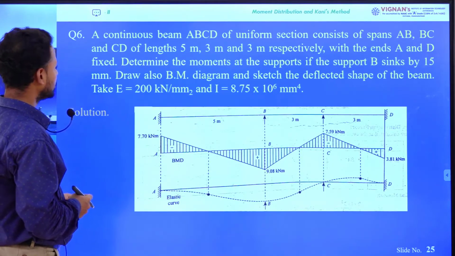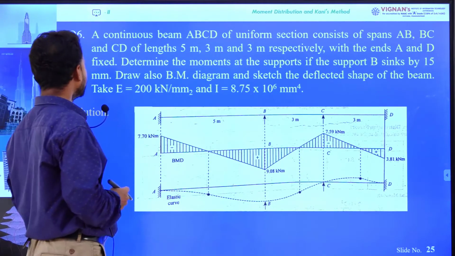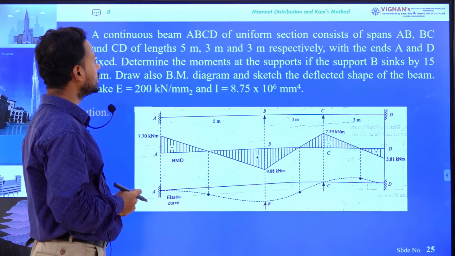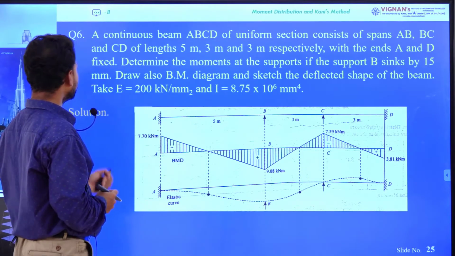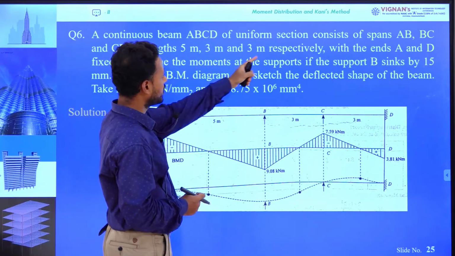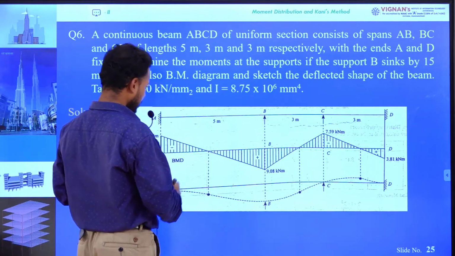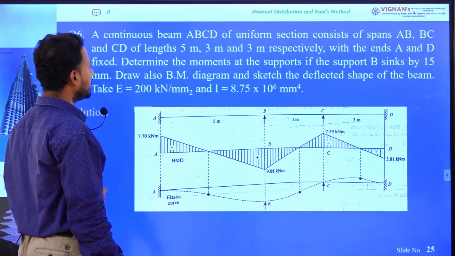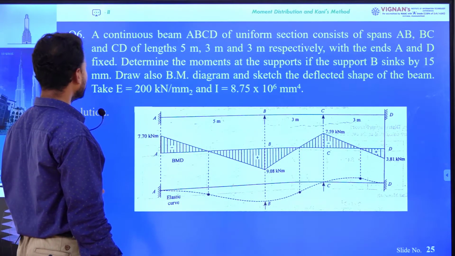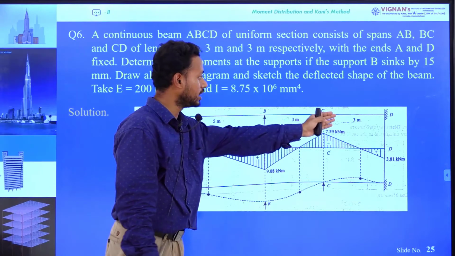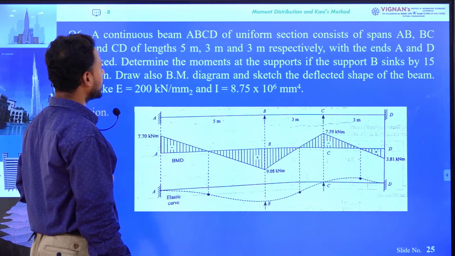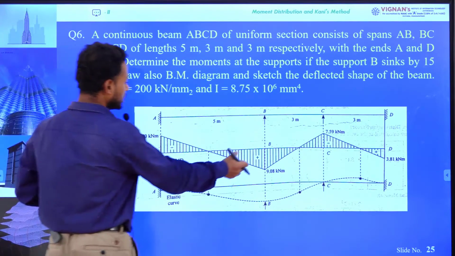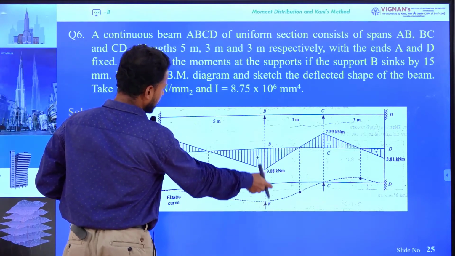Now, let's solve an example. A continuous beam ABCD of uniform section consists of spans AB, BC, CD of length 3 meters, 5 meters and 3 meters respectively. So this is the AB span, this is the BC span, this is the CD span, with the ends A and D fixed. Here A support and D support are fixed supports. Determine the moments at the supports if the support B sinks by 15 mm. This B support sinks 15 mm.